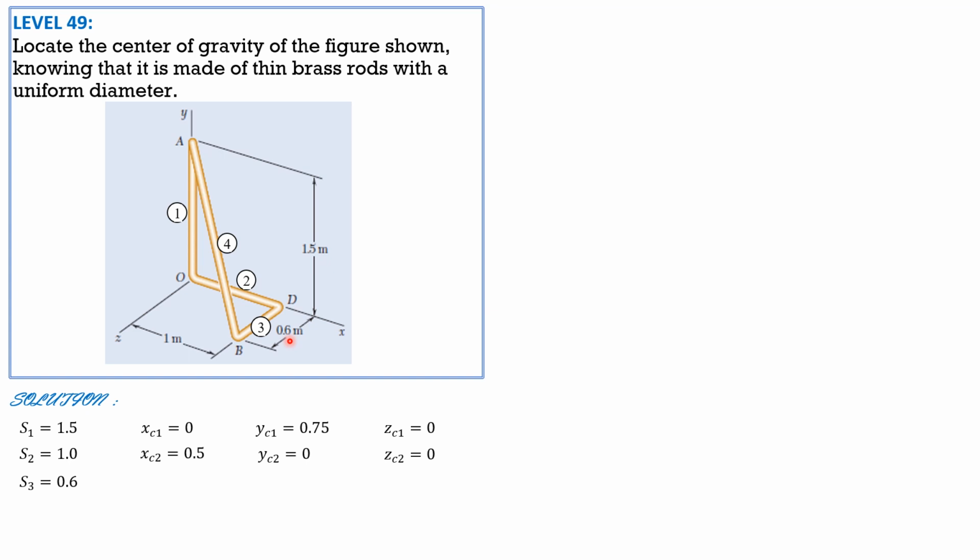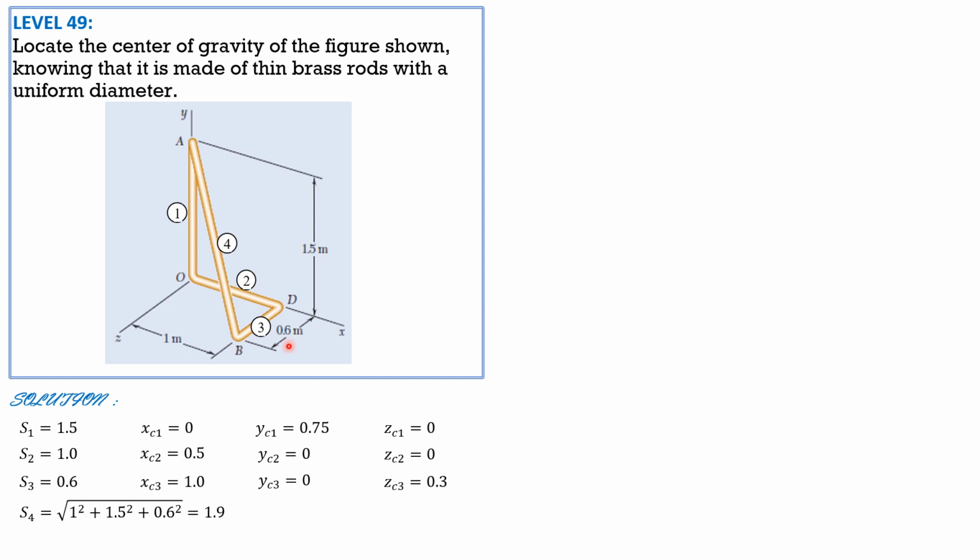Then XC3, the centroid is here, so 1, that's 1. And YC3 is 0, it lies on the XZ plane. GC3 is this distance, half of 0.6, so 0.3. S4 is, because this is straight sloping along X, the square root of 1 squared, along Y 1.5 squared, along Z 0.6 squared. Square root of 1 squared plus 1.5 squared plus 0.6 squared, and that is 1.9 meters.